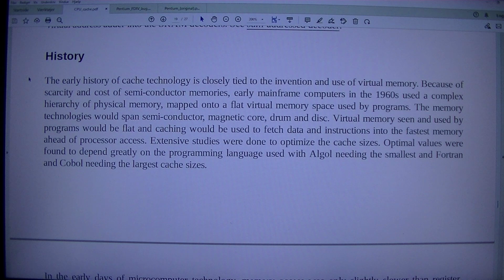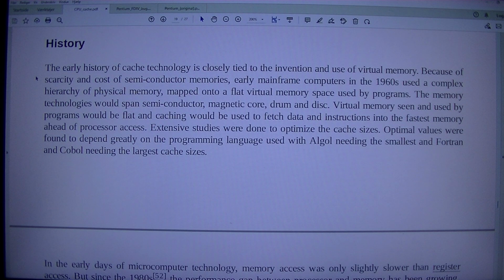The early history of cache technology is closely tied to the invention and use of virtual memory. Because of scarcity and cost of semiconductor memories, early mainframe computers in the 1960s used a complex hierarchy of physical memory, mapped onto a flat virtual memory space used by programs. The memory technologies would span semiconductor, magnetic core, drum and disk. Virtual memory seen and used by programs would be flat, and caching would be used to fetch data and instructions into the fastest memory ahead of processor access.